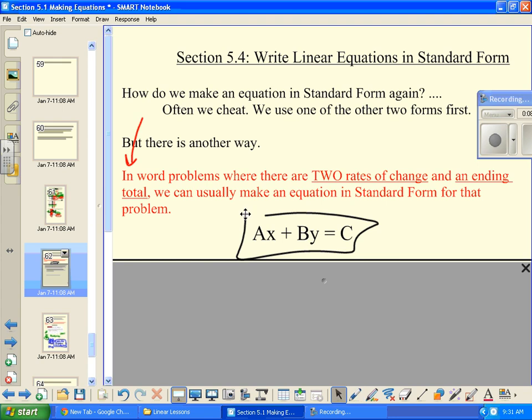Again, if you're taking notes along with me, this is what you jot down. There'll be some word problems where there'll be 2 rates of change in the problem. When there was only 1 rate of change, we used that as our slope, and then usually we had a y-intercept, like a b, and we put our equation in slope-intercept form. Well, in a problem where there are 2 rates of change and then some kind of ending total, this is a good equation that we'll set up in standard form. And we'll talk about a few examples of what this might look like.